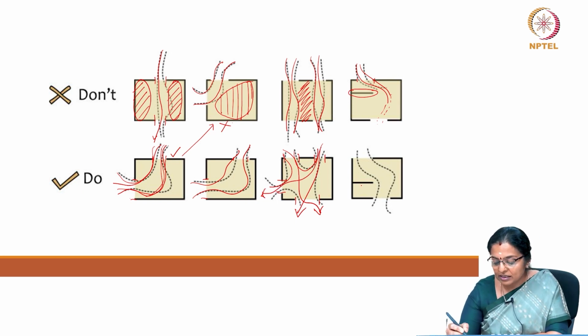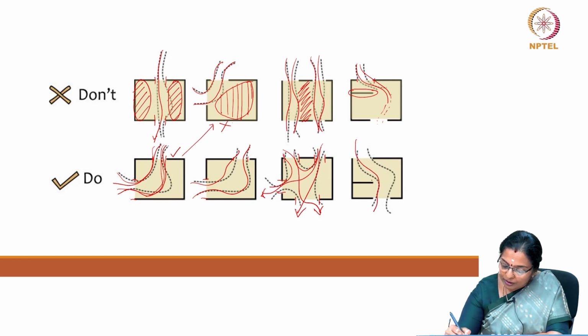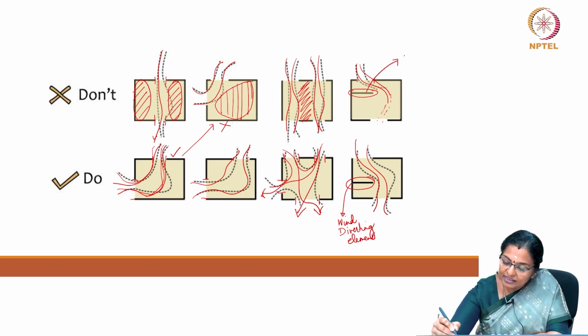If at all there is a partition or a blockage that cannot be avoided, ensure that it is placed not closer to the inlet window. So, if it is not placed close to the inlet window, this element will be used more for diverting the breeze. So, this is a more wind diverting element rather than a wind blocking element.